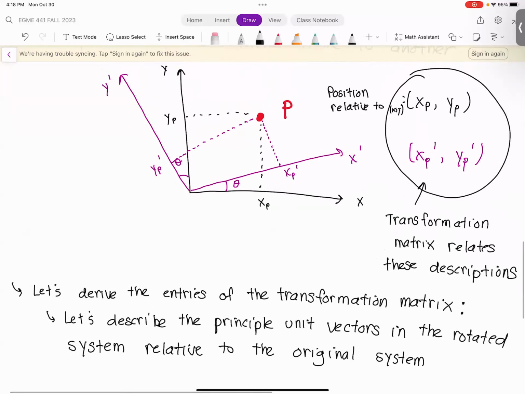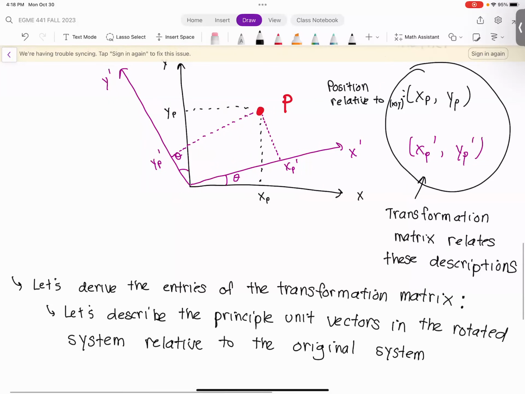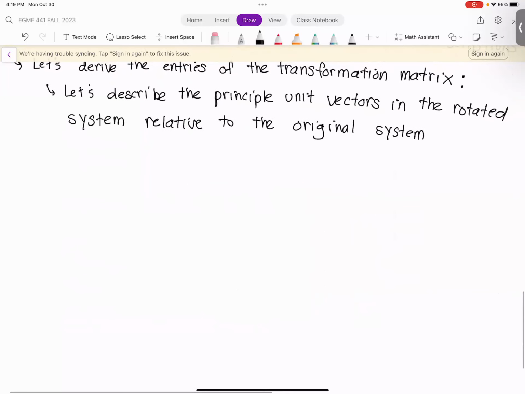So I'm going to use the same system that I have up here. In purple, the x prime and y prime is what I'm calling the transformed or rotated system. In black, I have the original coordinate system, our traditional x and y. X is purely horizontal, and y is purely vertical. If we were to draw a unit vector in the x prime direction, it would look something like this.